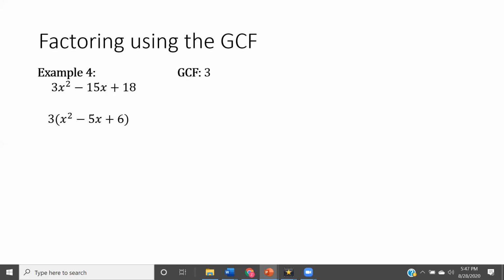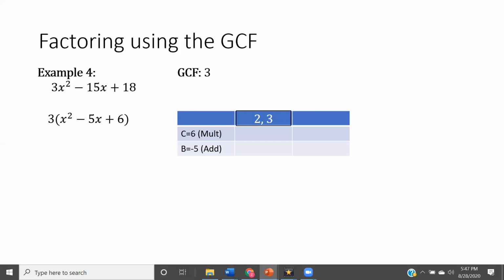Now that is something that has nothing in front of my x squared, or kind of an invisible one in front of it. So now we just play the game again. I want to multiply 2 things to get me 6, add to get me -5. 2 times 3 is positive 6, great. 2 plus 3 is 5. Super close, not quite there.